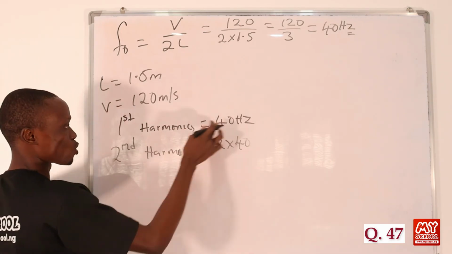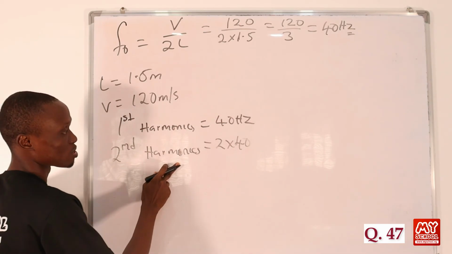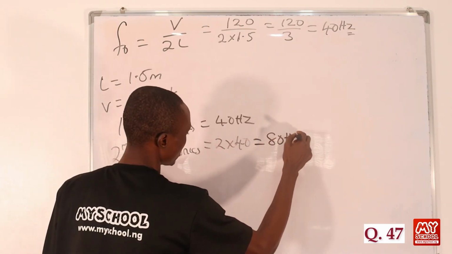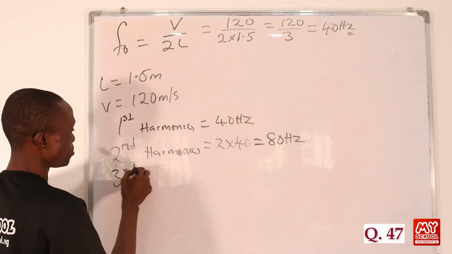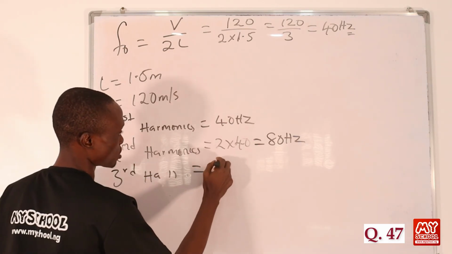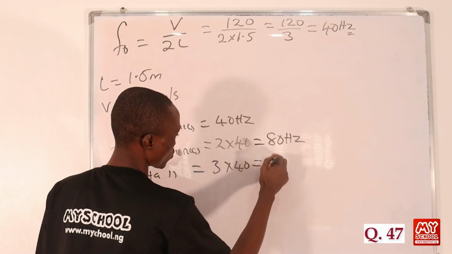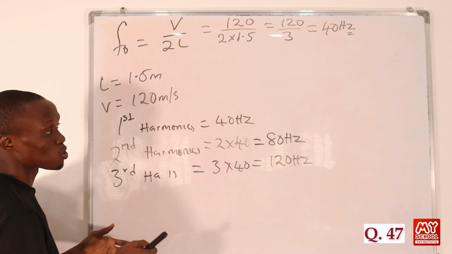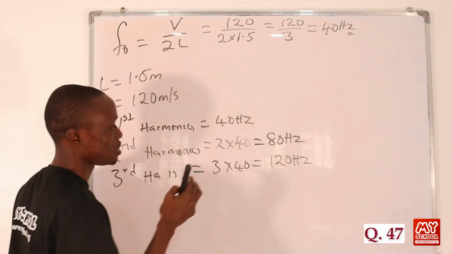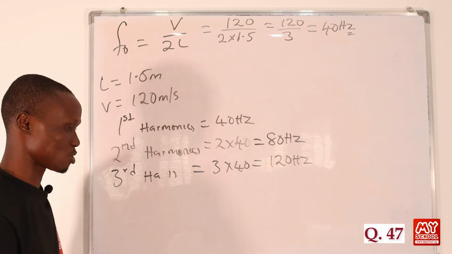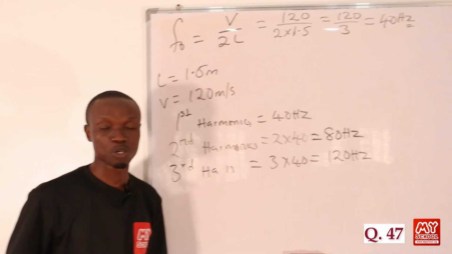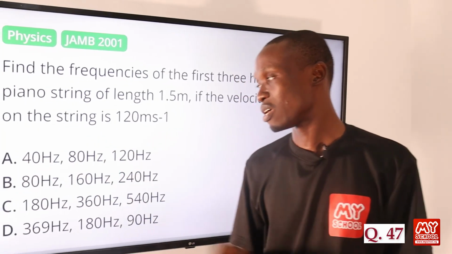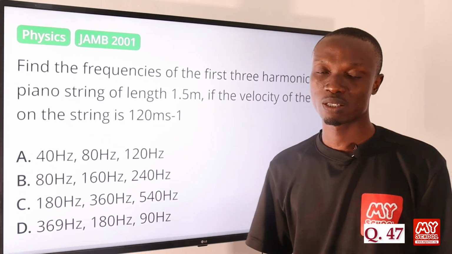So if the first harmonic equals 40, then the second harmonic is going to be 2 times 40, that will be equal to 80 hertz, right? And the third harmonic will be equal to 3 times 40, and that will be equal to 120 Hz, right? So the first, second, and third harmonic respectively are 40 Hz, 80 Hz, and 120 Hz. So let's return back to the screen to pick the correct answer to this question, and that is option A, 40 Hz, 80 Hz, and 120 Hz.